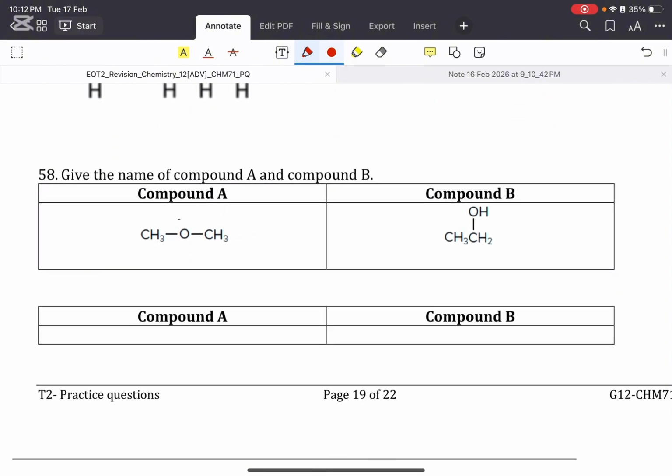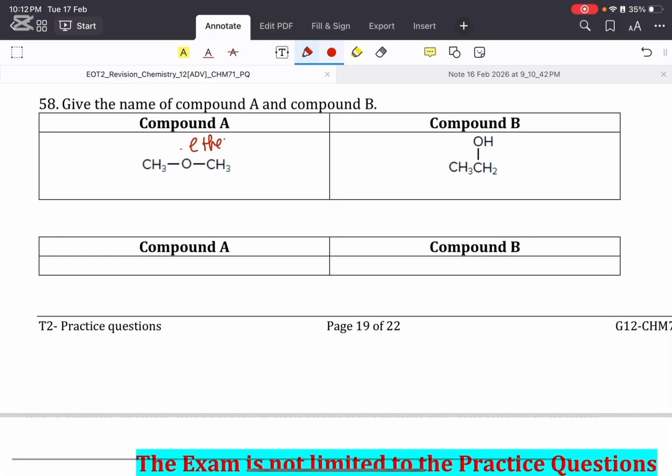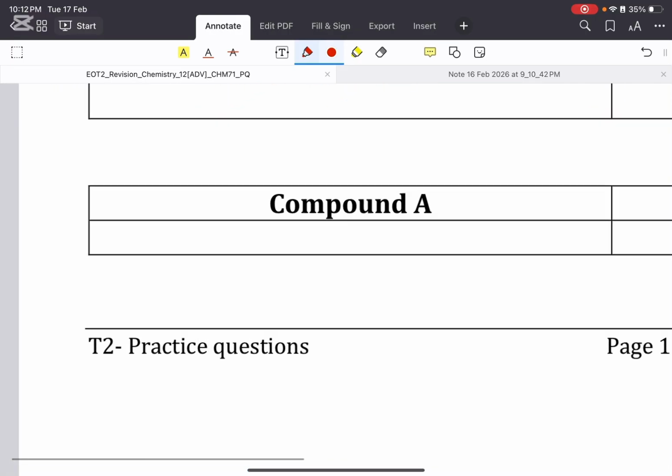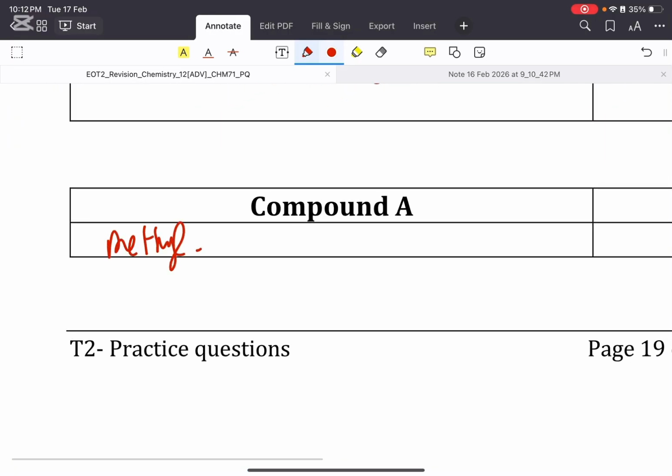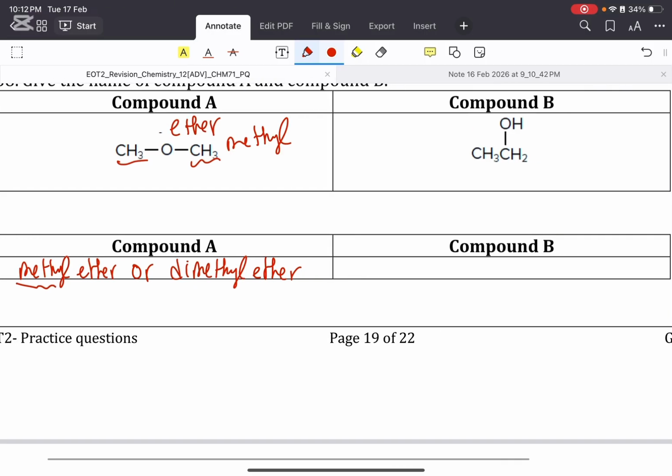Let's move on. Give the name of compound A and give the name of compound B. Again, this is an ether, but this ether is symmetrical. The 2 groups here are both methyl. So you can either say methyl ether or dimethyl ether. Both are accepted. So if I only see methyl, and I don't see another name next to it, it means I have a symmetrical ether. It means that the groups around the O are both the same.